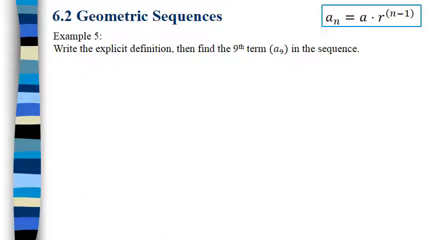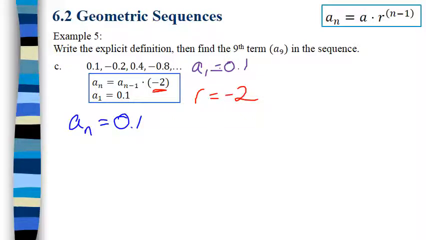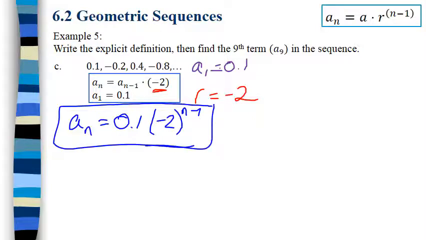Let's do one more example. Let's say we have this sequence, and we did this before, so we know a sub 1 is 1/10, and the common ratio is -2. So to write the equation, we have a sub n equals 1/10 times -2 to the n minus 1. There's our explicit formula. We can't simplify that any further.